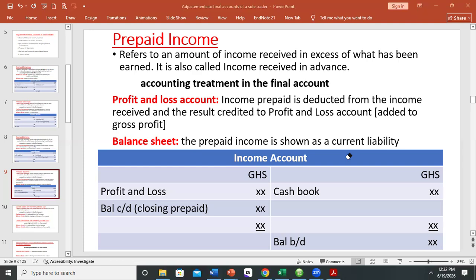So the summary on this is that anytime a business receives money in excess of what they have actually earned, it is a liability. You haven't earned it, right?